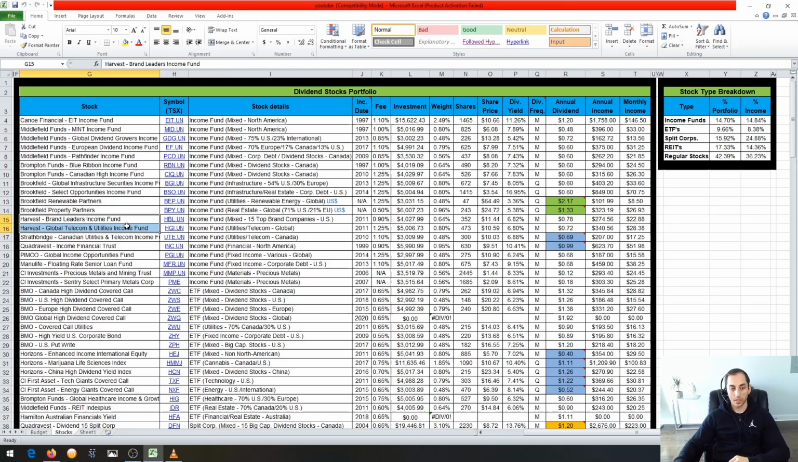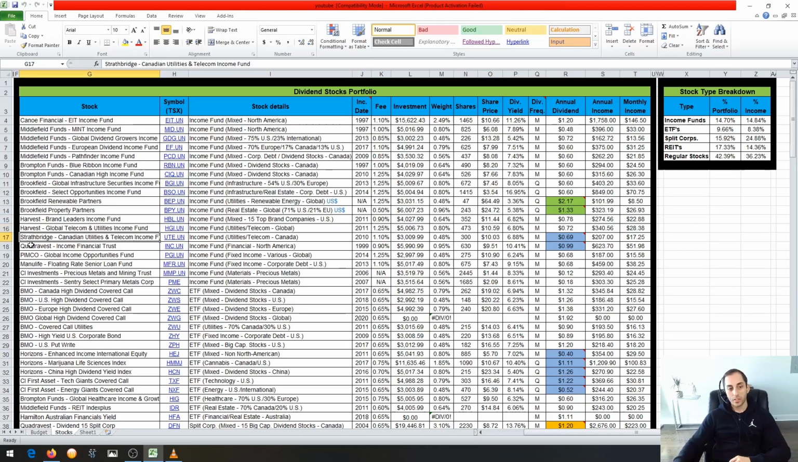So the next two are from a company called Harvest. The first one is called Brand Leaders Income Fund. So this one is mixed sectors. It has 15 top brand companies, mostly in the US. So companies that everyone will know, like Visa, MasterCard, Google, Amazon, Microsoft, Pepsi, Coca-Cola, that kind of thing. So good exposure to big brand US companies. Next one's called the Global Telecom and Utilities Income Fund. So obviously it has utilities and telecom, but global exposure, which is good.